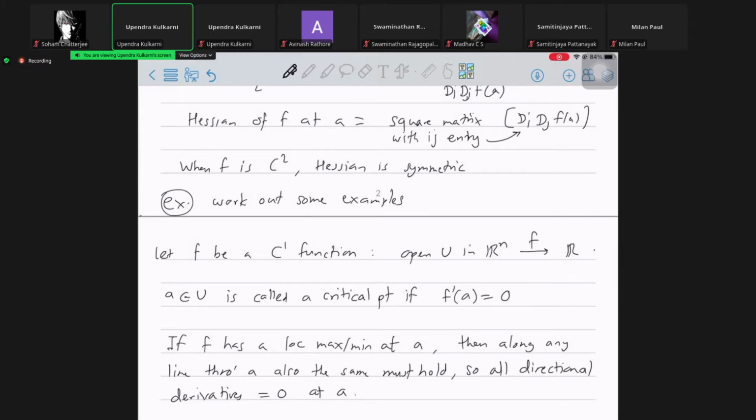So this makes sense that if I want to find candidates for maximum or minimum, I just look at the points where the gradient is 0. So I will just say that the gradient of f at A is equal to 0. Remember, the derivative and the gradient are not the same thing. They're just transpose vectors of each other.